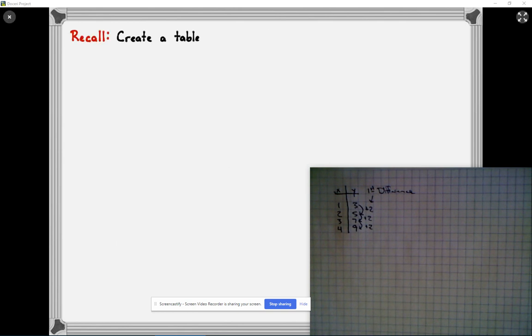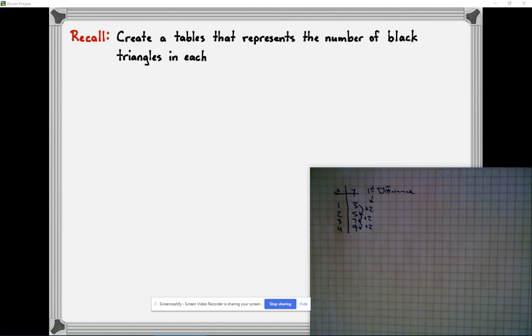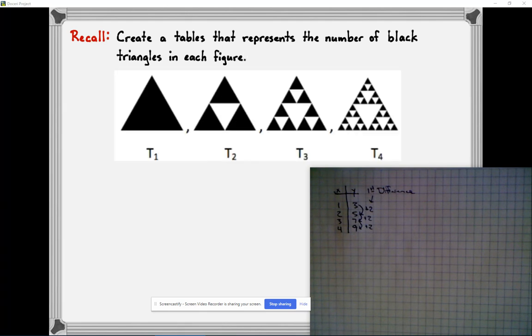So now let's take a look at another set of pictures and create a table based on that. If you would like to pause the video, go ahead and do that and create your own table. When you think you have it, go ahead and push play and see how you did. The goal is for each step to figure out how many black triangles there are in each step.